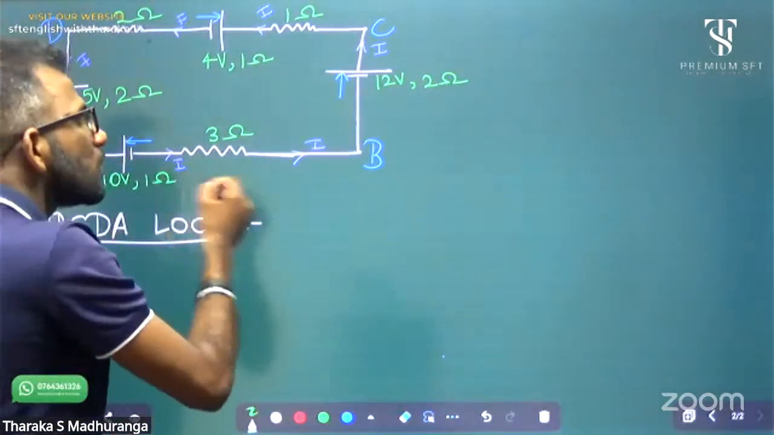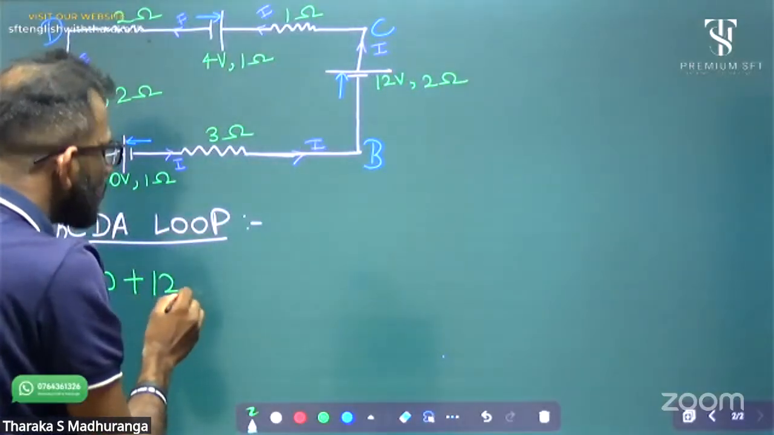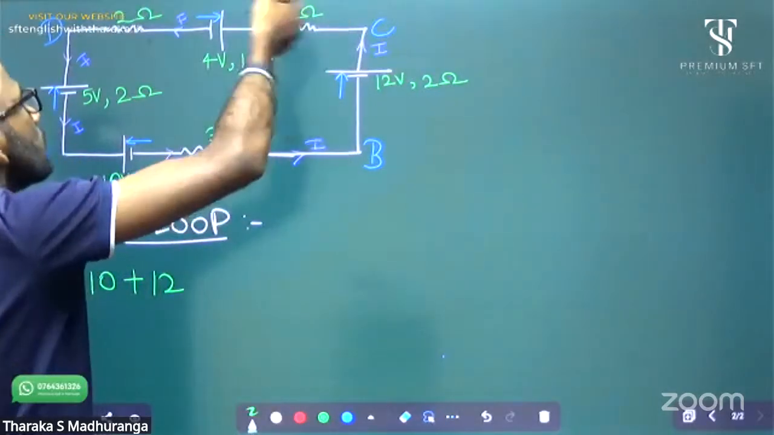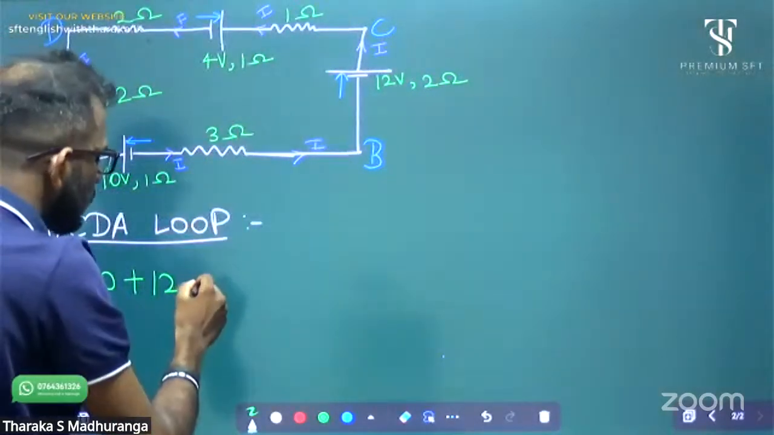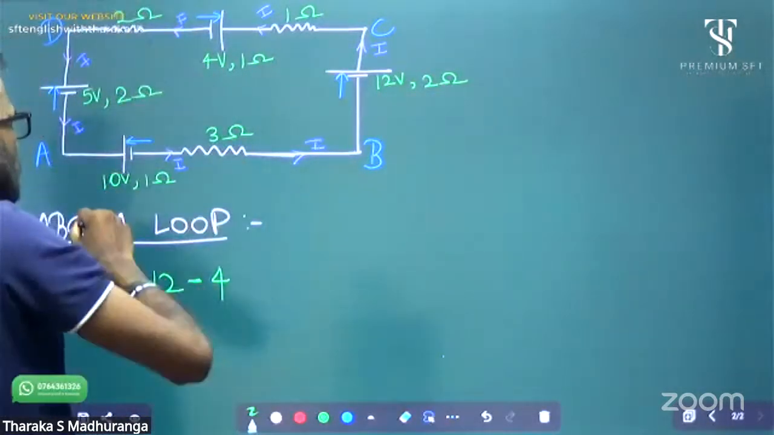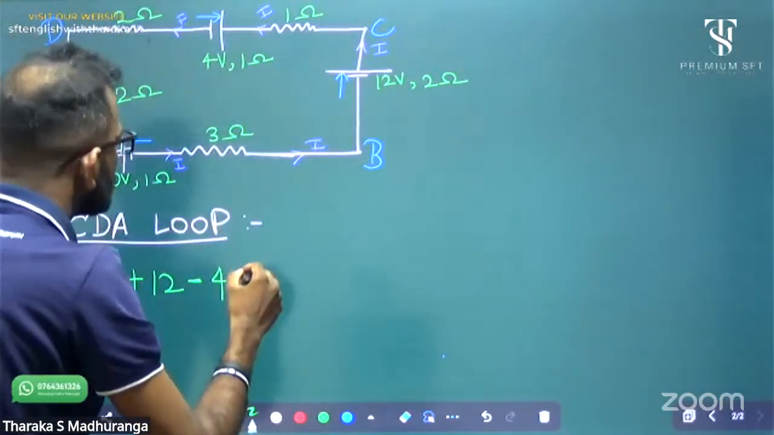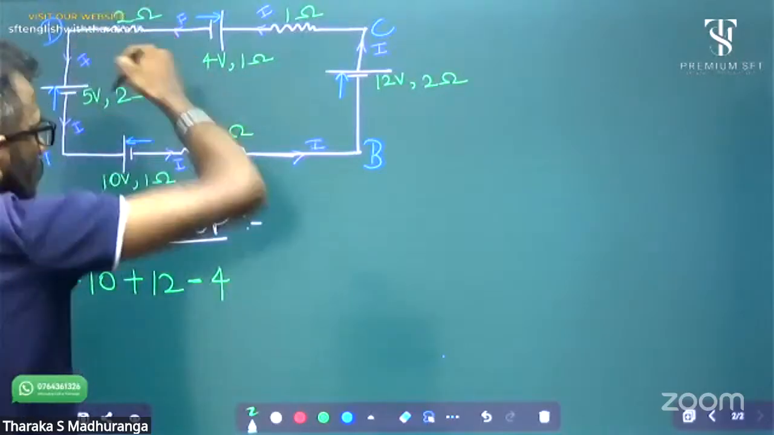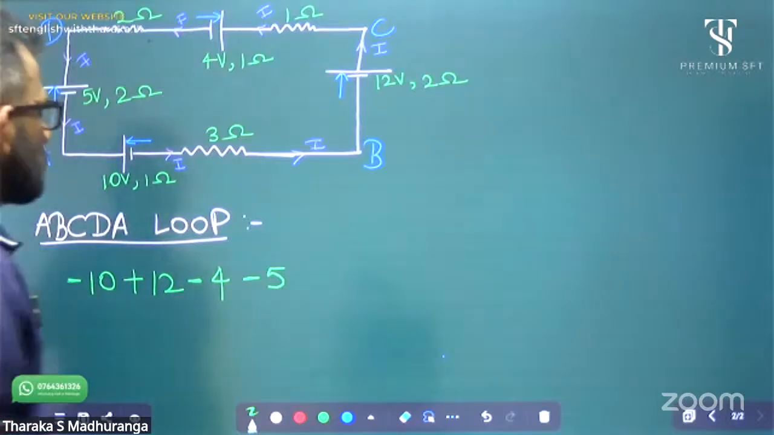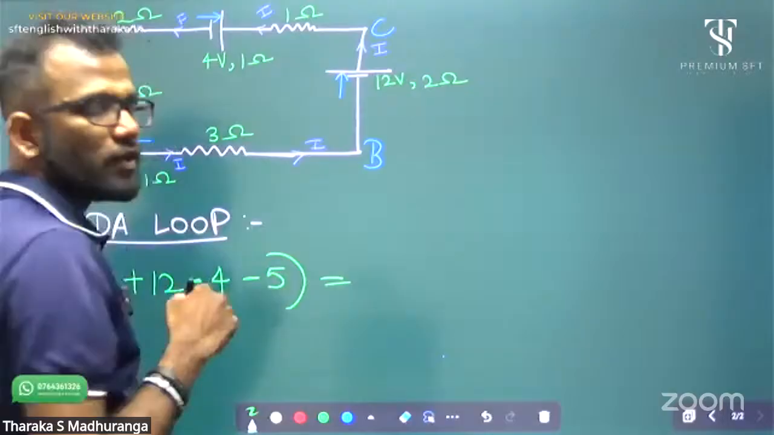B to C, there is a battery. It is plus 12 because my direction and electromotive force direction are the same. C to D, opposite to my direction, therefore minus 4. D to A, according to my loop A, B, C, D, A, my direction is opposite, it is minus 5. This is the sum of electromotive forces.